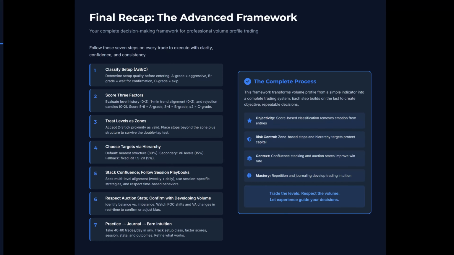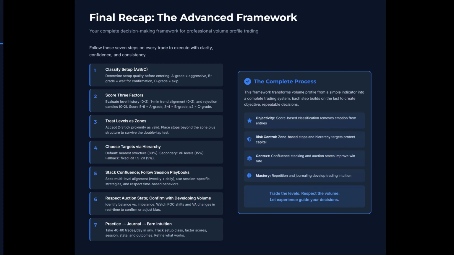Then evaluate 1-minute trend alignment on a scale of 0 to 2. Score 2 if trend is aligned on both 1-minute and 5-minute time frames. Score 1 if aligned on 1 minute only. Score 0 if trading against the trend. Finally, evaluate rejection candles and triggers on a scale of 0 to 2. Score 2 for a strong rejection candle with a wick at least 50% of the body and a volume spike. Score 1 for a moderate rejection without volume confirmation. Score 0 if there's no clear rejection.